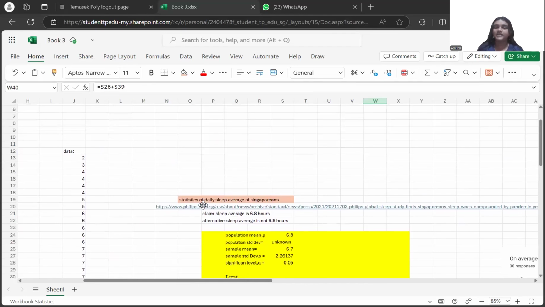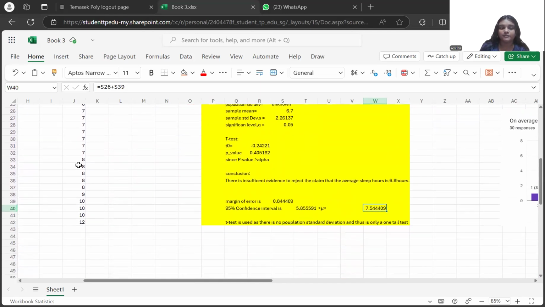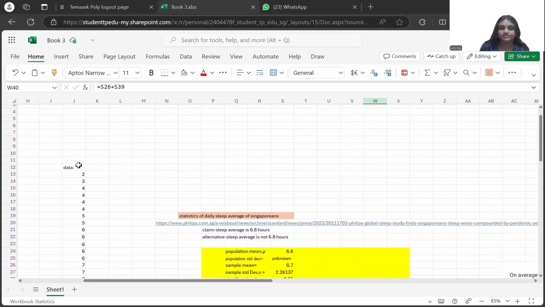Hi, my name is Aswika, and today I'm going to talk about my engineering mathematics statistics project. The topic that I've chosen is the daily sleep average of Singaporeans. This is the sample data that I've collected from 30 people, as you can see here.